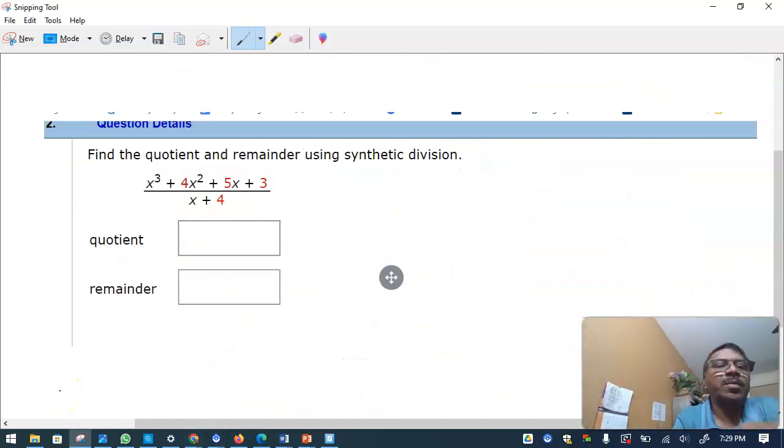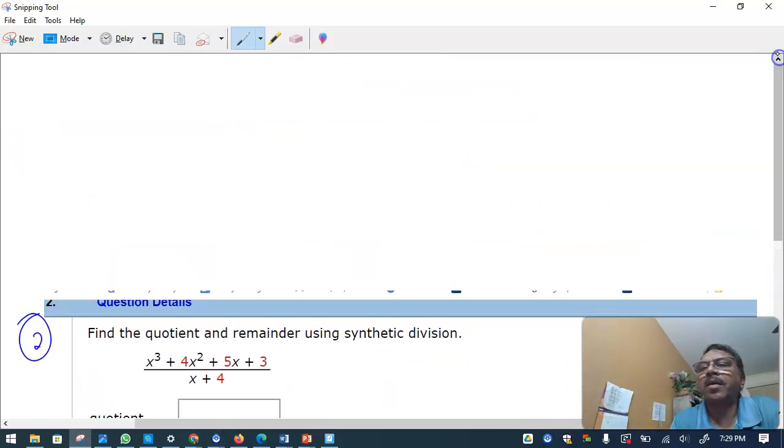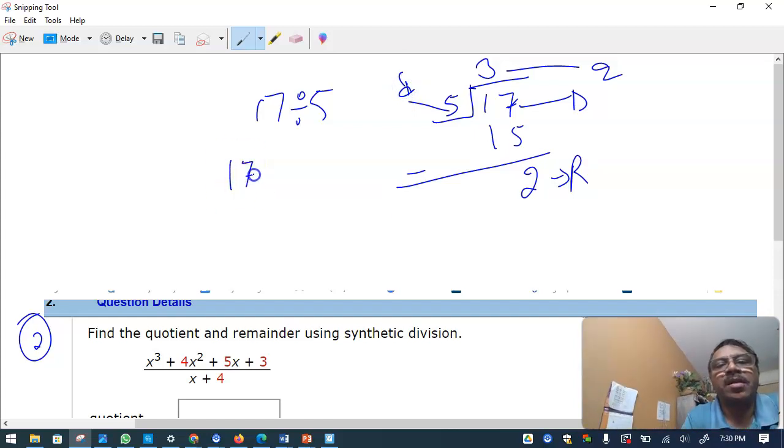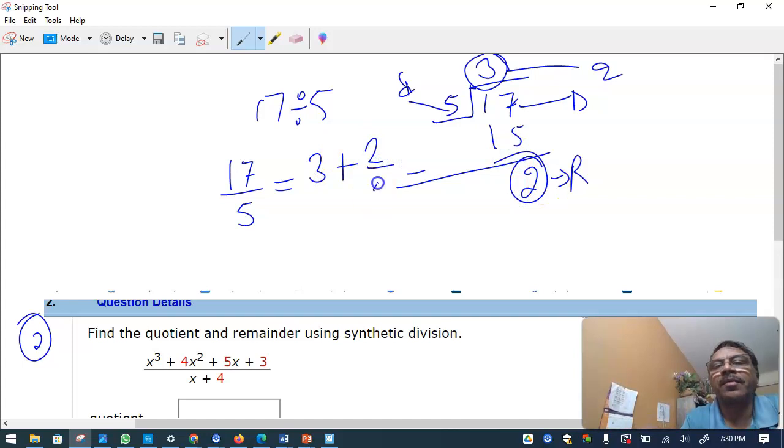Before I show problem number 2, it's better to get an idea with numbers. Let's say I have 17 divided by 5. You will see 5 times 3 is 15, and then we subtract, change the sign, and you get 2. So this is the remainder. This is the dividend, this is the quotient, and this is the remainder. I mean divisor. So when you divide 17 by 5, the quotient is 3 plus the remainder 2 over 5, which is 3 and 2 fifths as a mixed fraction.